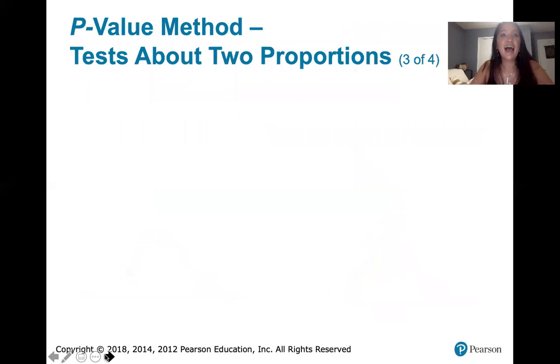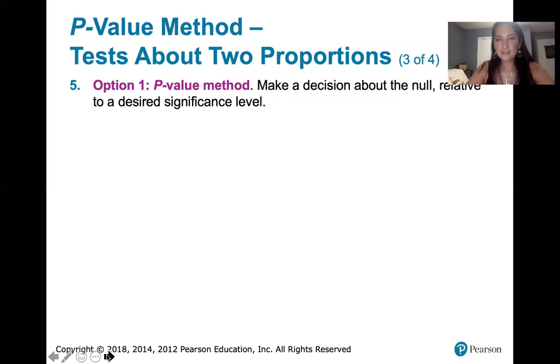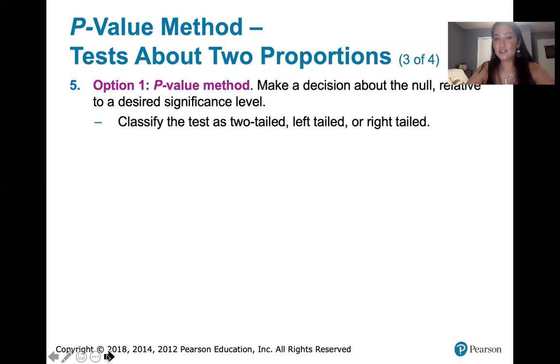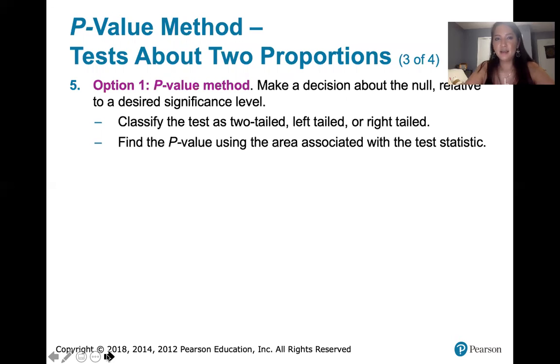Okay, so after you have graphed that distribution of P1 hat minus P2 hat, or I guess I don't even know if it's appropriate to call it a sampling distribution anymore. We'll just call it a distribution of P1 hat minus P2 hat. Then we can use the p-value method or the critical value method, and you're going to proceed in the same way that you proceeded in earlier sections. So you're going to classify the test as two-tailed, left-tailed, or right-tailed. And then you'll find the p-value using the area associated with that test statistic.